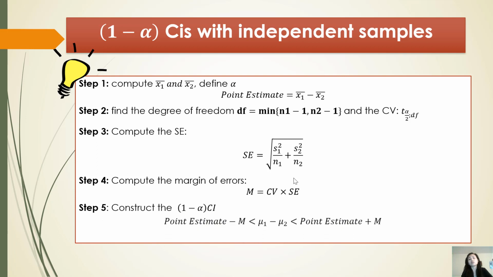And then to construct the CI, we take the point estimate minus the margin of error to find the lower bound of the confidence interval, and we take the point estimate plus the margin of error to find the upper bound for the confidence interval.